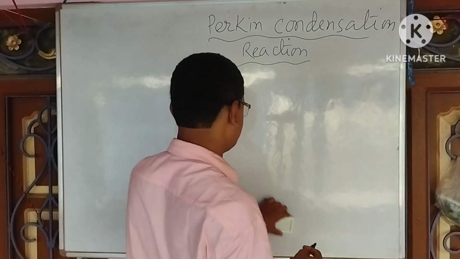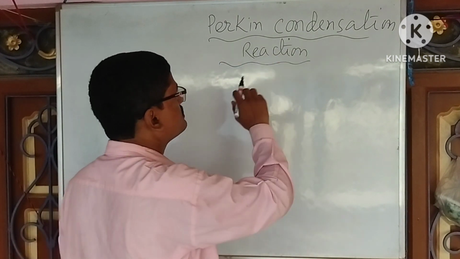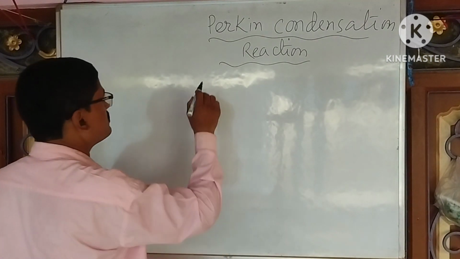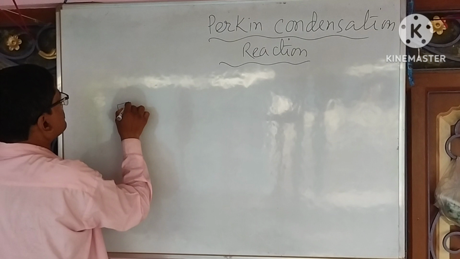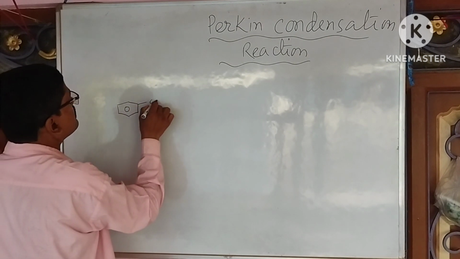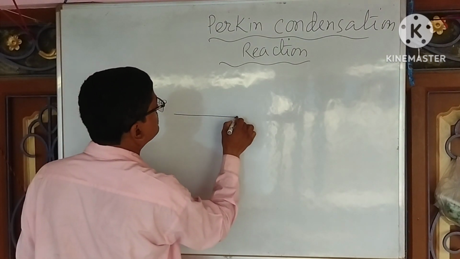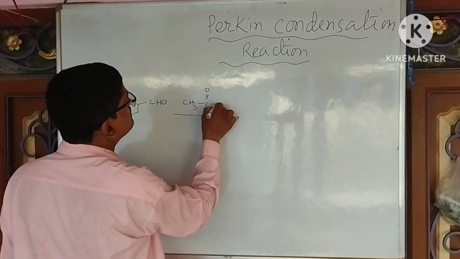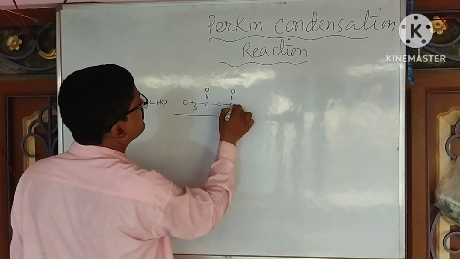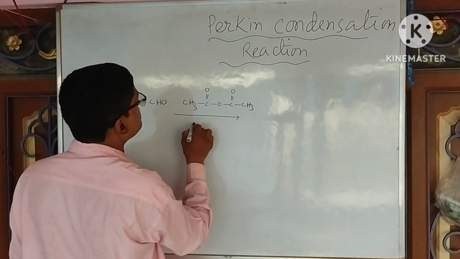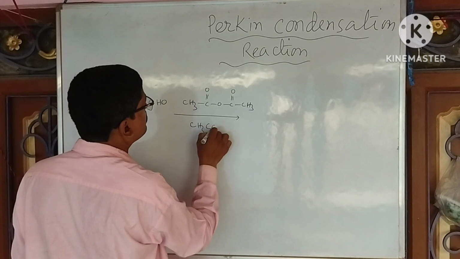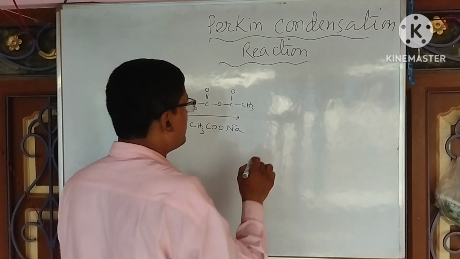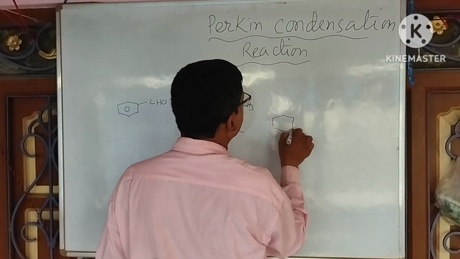Today I shall discuss the Perkin condensation reaction, or Perkin reaction. This is one type of condensation reaction. Here the starting materials are an aromatic aldehyde and acetic anhydride, that is, the anhydride of a carboxylic acid, and the sodium salt of the carboxylic acid is also added. The final product is cinnamic acid.